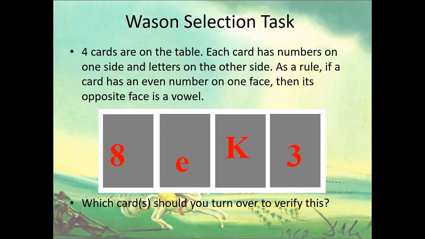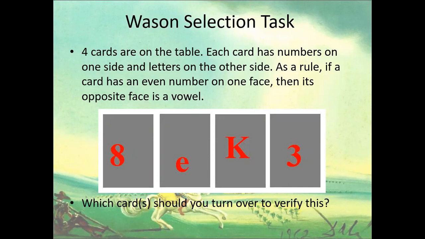Because the 8 is pretty obvious. If a card shows an even number, the 8 is an even number. So I need to check what's behind the 8. I need to make sure that it's a vowel. And then we get tempted by the vowel. We see that it's a vowel, and so we say, well, here's a vowel, so I need to check to see if there's an even number behind it. Does the rule say that?